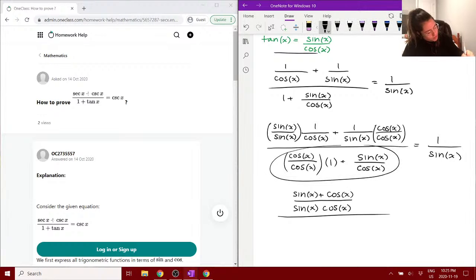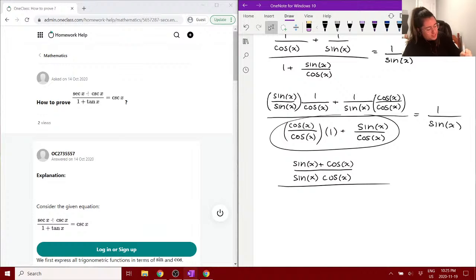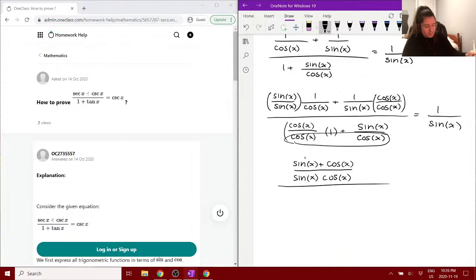And then in the denominator, we have cos of x in the denominators of both of these now, so that means we can add them. So we get cos of x plus sine of x, all divided by our common denominator of cosine of x, and that is equal to 1 over sine of x on the right-hand side.